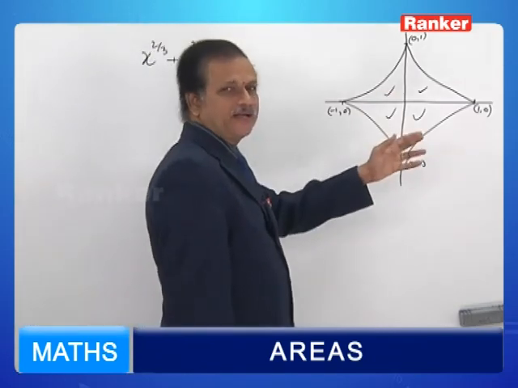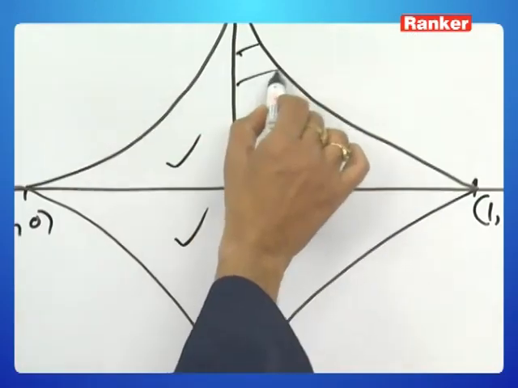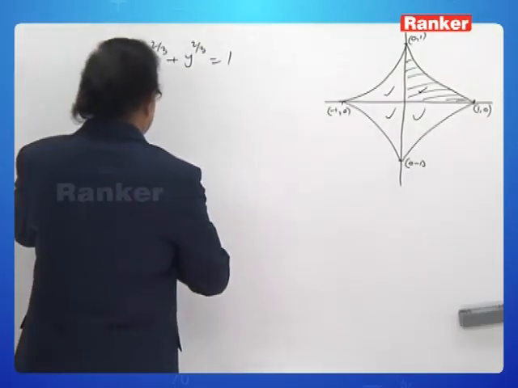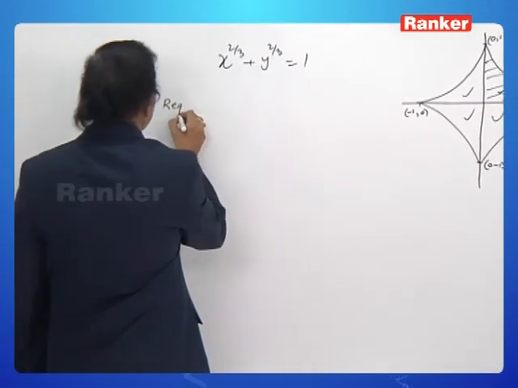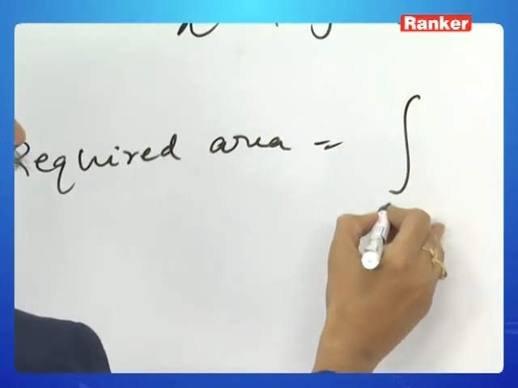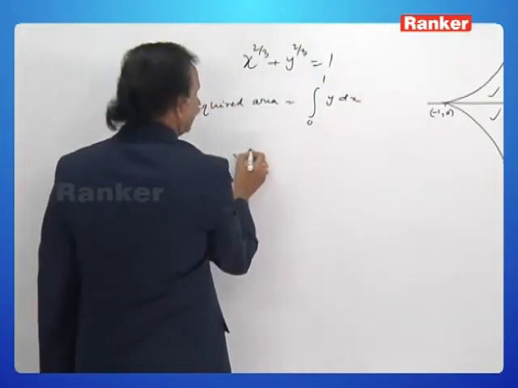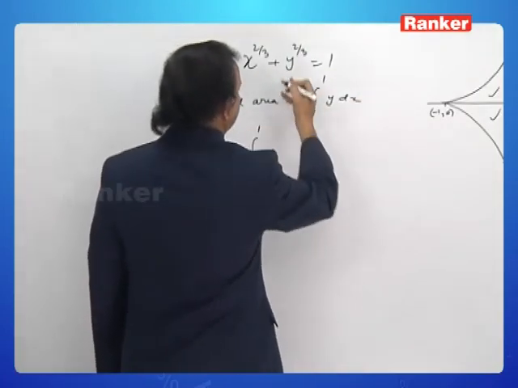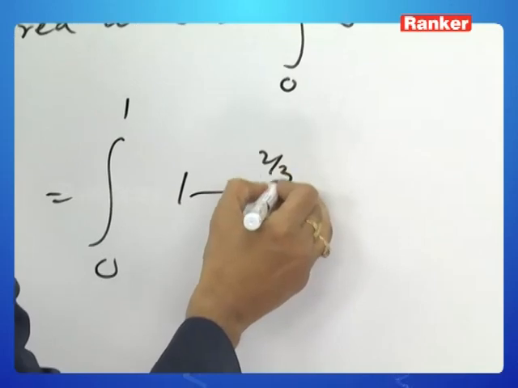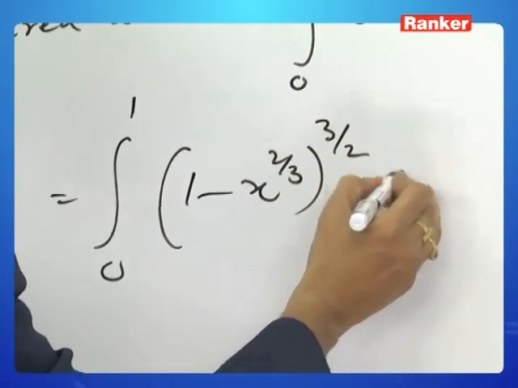Therefore, the required area is 4 into integral 0 to 1. I would like to have this area first. Well, the required area is integral 0 to 1 y dx. How can you get y from this? y^(2/3) is 1 minus x^(2/3). So y is (1 - x^(2/3)) to the power of 3/2 dx.